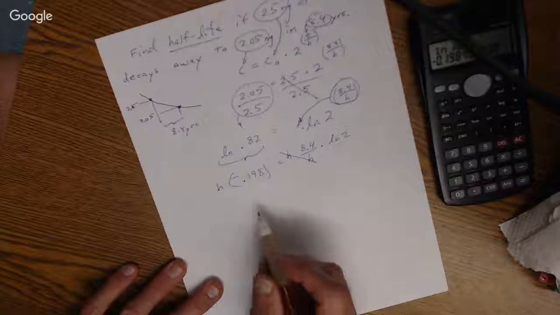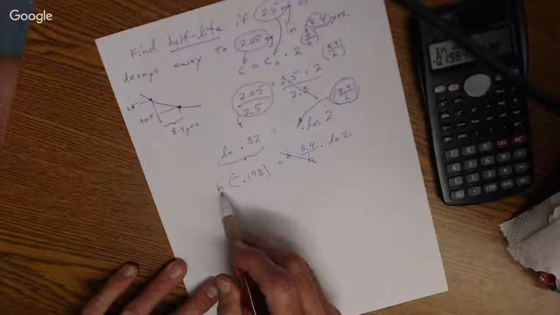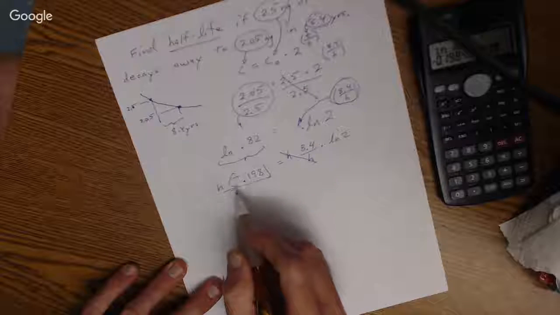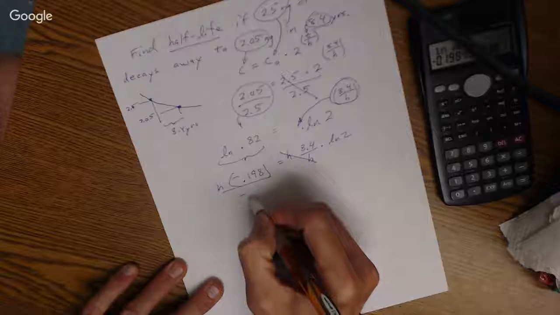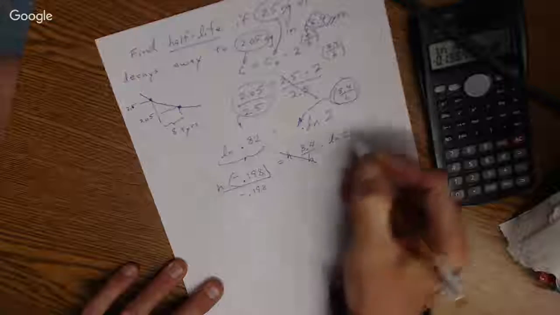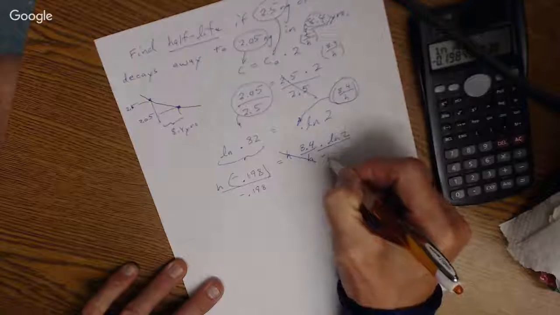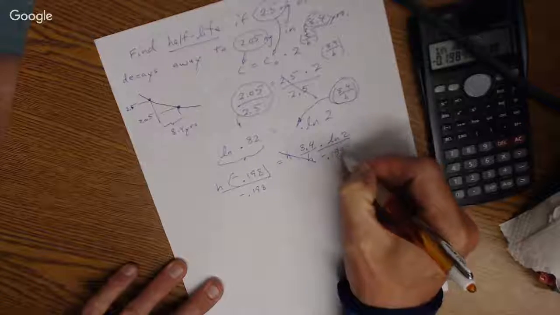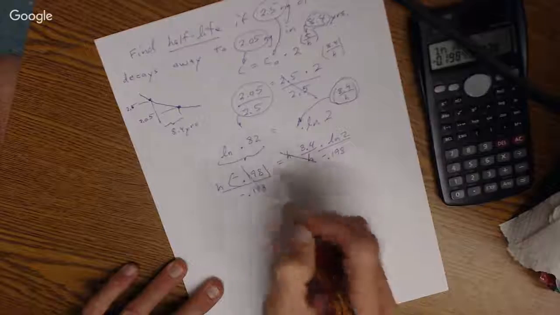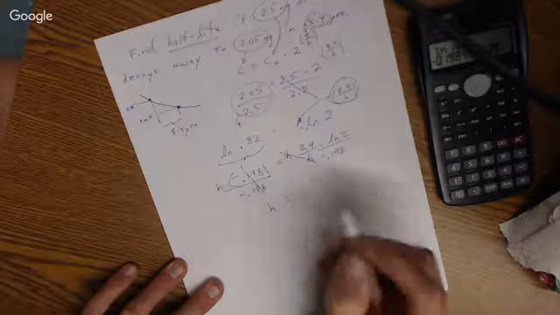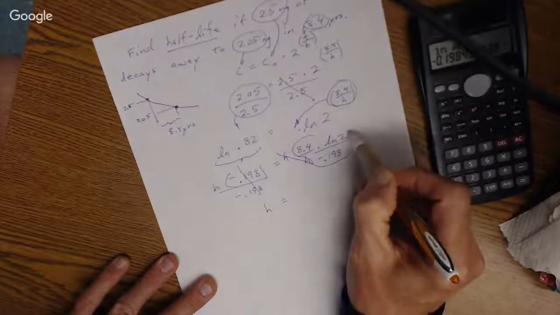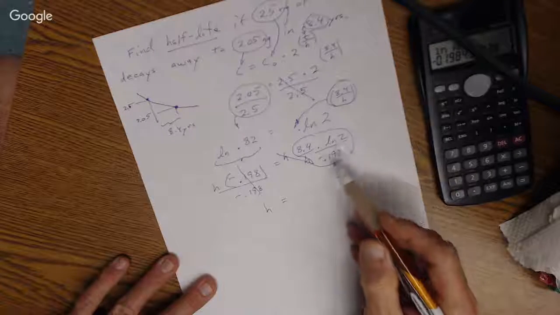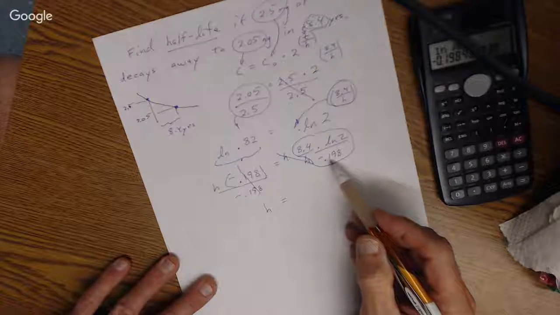And now what I want to do is get h by itself over here on this side. So I'm going to divide, this is multiplied, the negative 0.198. So I divide by negative 0.198 on both sides. So this is gone. What's left on this side is just the half-life. What's left over here on this side is 8.4 times ln2 divided by 0.198.